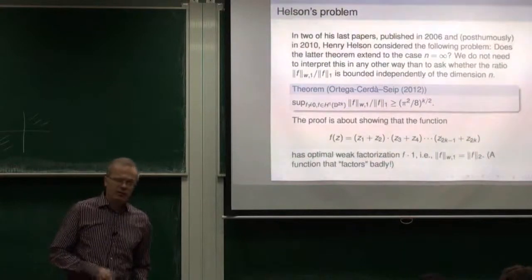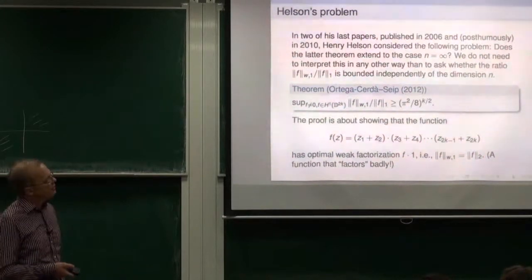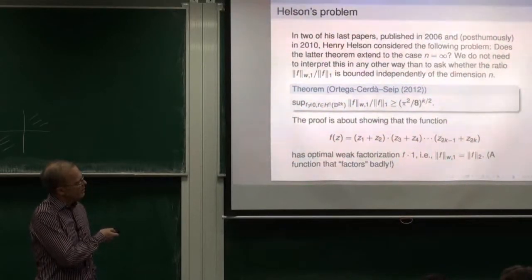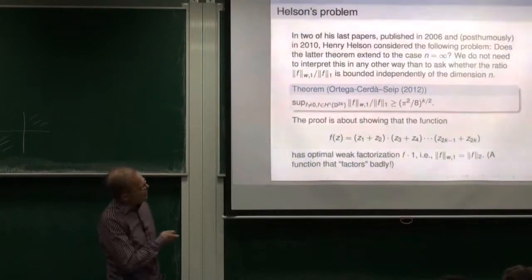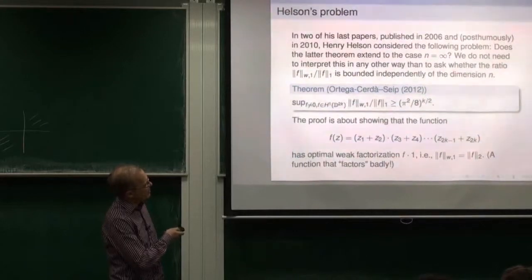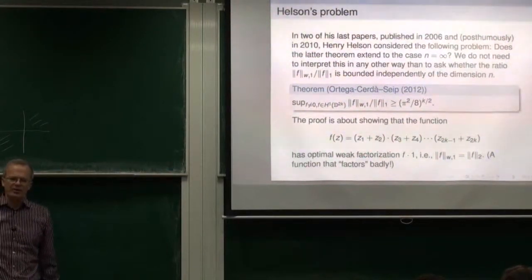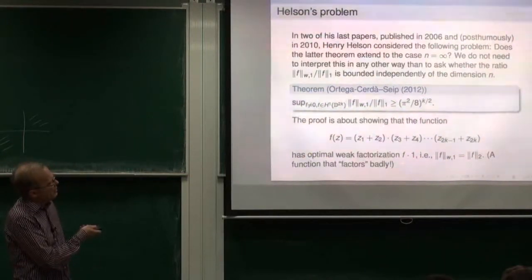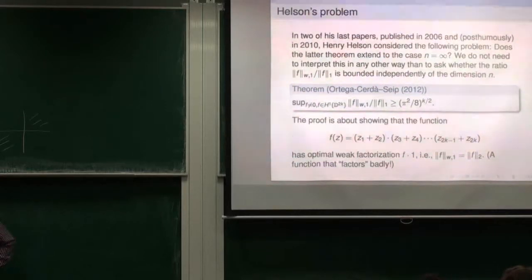The proof of this result is very simple in some sense, because it's a matter of taking a concrete function and checking what happens. And it turns out that for this concrete function, which is a product of these simple linear factors in the 2k variables that we have, this particular function has the property that the best weak factorization we can make is just f times the constant 1. So in other words, this notion of weak factorization in this situation is sort of deceptive. We do nothing with it. The best weak factorization is the trivial one. So this is another way of saying that the weak factorization norm is equal to the H2 norm of the given function f. So it's really a function that factors badly.